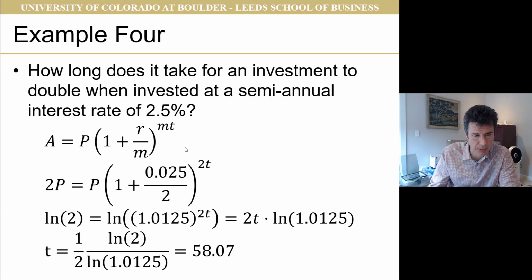We can do a little bit of simplification, cancel out our p's, take the natural log of both sides, and get natural log of 2 on the left equals the natural log of 1.0125 to the power 2t. We use the property of natural log, bring the 2t out in front, so 2t times natural log of 1.0125, and then we solve for t, and we find 58.07 years, so quite some time.